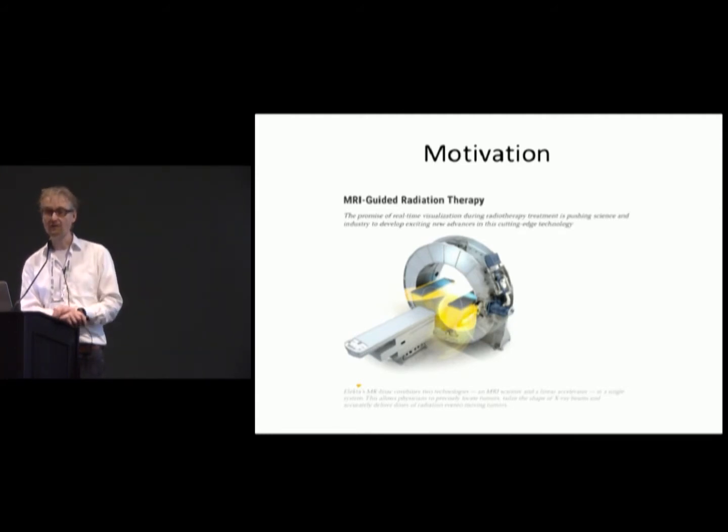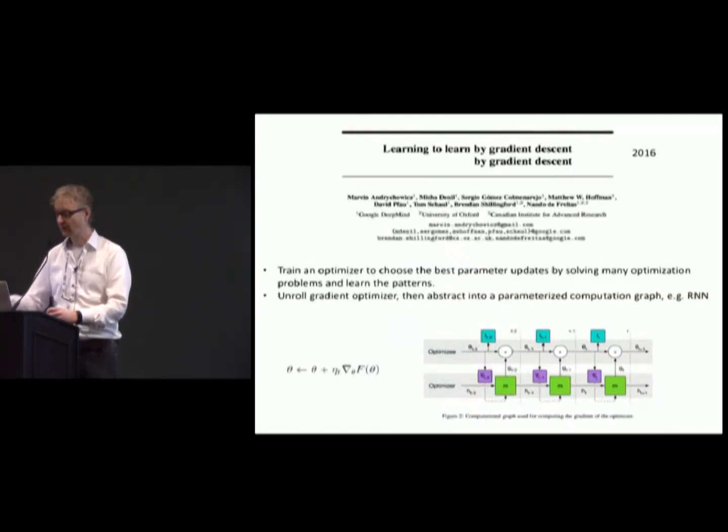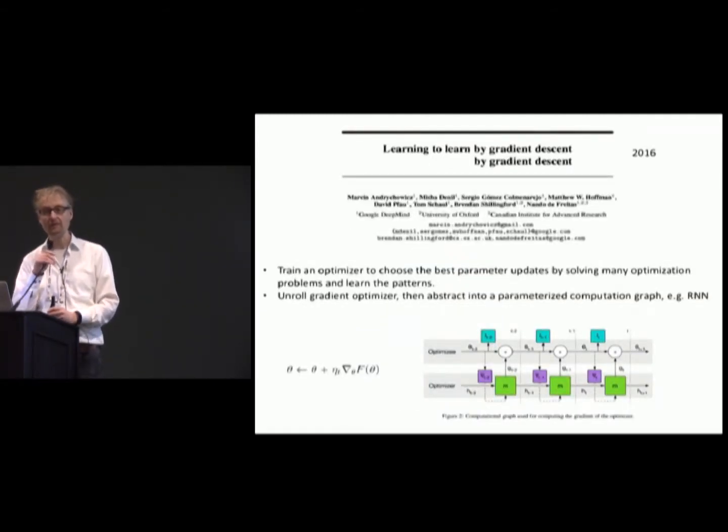So they built this machine where you can both radiate and image in real time. You basically track: as you breathe, the beam tracks where the tumor is. That's a very significant advance if this is going to work. Okay, so that basically means we have to do MRI. We have to speed up MRI imaging. That's the point here.